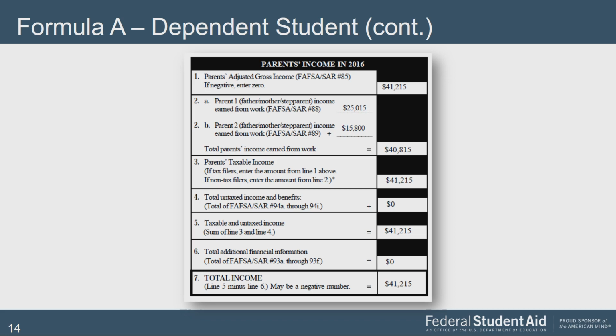And then we look at untaxed income, and you'll recognize the FAFSA elements there, 94A through 94I. Those are the additional untaxed income and benefits that families report. So now we've got a total taxed and untaxed income in line 5, from which we then subtract some of the income adjustments, and those are also reported on the FAFSA in those line items for the 17-18 FAFSA anyway, 93A through 93F, to then finally arrive at a total income for the parent.